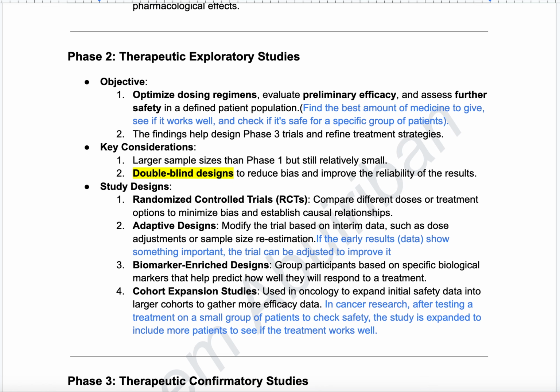And we also have cohort expansion studies, used in oncology to expand initial safety data into larger cohorts to gather more efficacy data. That means for cancer research, after testing a treatment in a smaller group of patients to check the safety, we can expand it to more patients to see if the treatment works well or not. Just like expansions, we increase the number of participants in the group so we can see how safe the treatment is and how well it works.